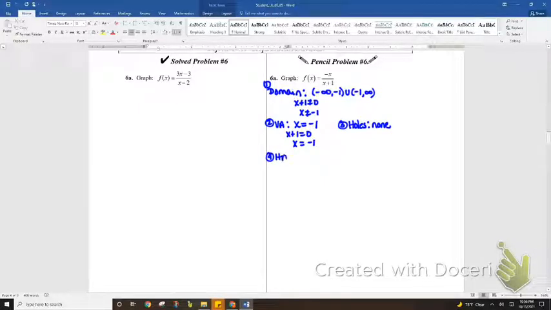Horizontal asymptote. Remember, that's where our highest power of x is. It's on both, so it's a ratio of their coefficients. So it's -1 over 1, which would be -1. So we get y equals -1. Slant asymptote, the numerator is not greater than the denominator by 1, so it's none. Remember, you can't have a slant and a horizontal. Since we have a horizontal, there can't be a slant.